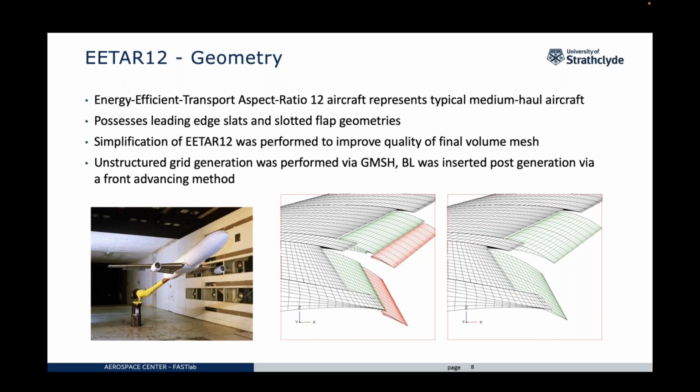What we did first of all is we scaled the geometry from the wind tunnel model to the final size. And then we simplified by removing the double slotted vanes, or double slotted flaps, on the left-hand image and replaced them with a continuous vane, just to make the meshing process a little bit easier. We did unstructured grid generation using GMSH, and we inserted the boundary layer post-generation with an advancing frontal method.